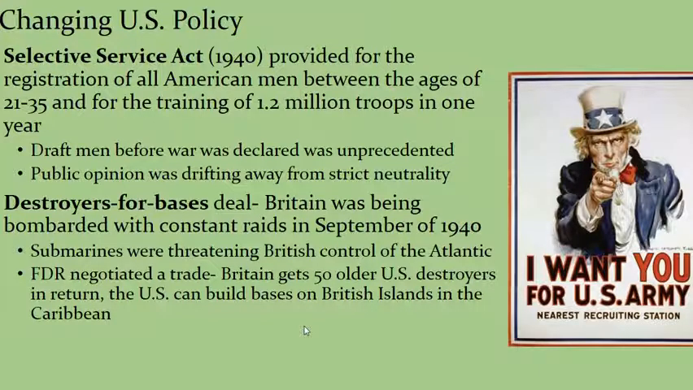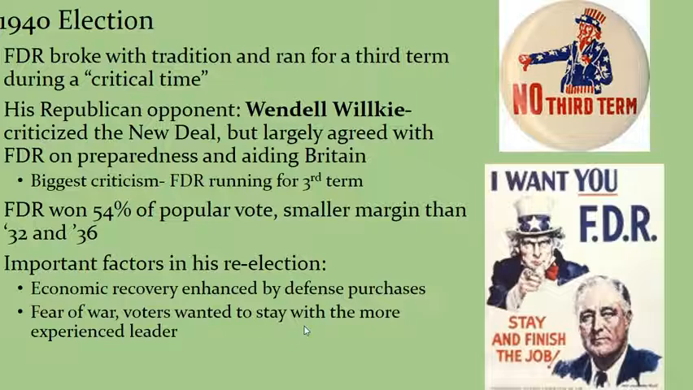Now, the next thing is Britain is really struggling with constant air raids. In the fall of 1940, submarines are threatening British control of the Atlantic. FDR decides to negotiate a trade. Britain got 50 destroyers, right? So they need some more ships. And in return, the US can build bases on the British Isles in the Caribbean. And so we're just trying to figure out a way how we can help them, but also get around Congress a little bit. And so we give them some ships that we had built up during American imperialism, and the payout, because they couldn't pay us in cash, was bases that we could build later on.